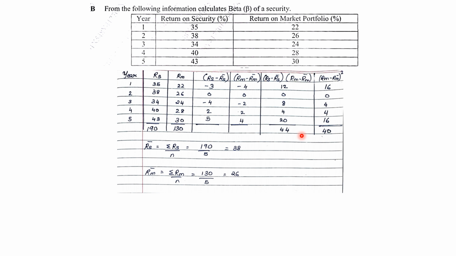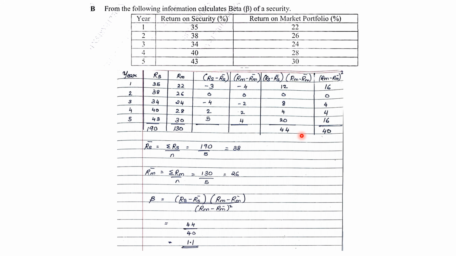Now we apply the formula for beta. Beta is the summation of RS minus RS bar into RM minus RM bar, that is 44, upon the summation of RM minus RM bar the whole square, that's the last column, 40. So 44 divided by 40, we get the answer as 1.1. This is how you had to solve the sum based on beta in the simplest manner. I hope everyone has understood this. You can all go through it once.